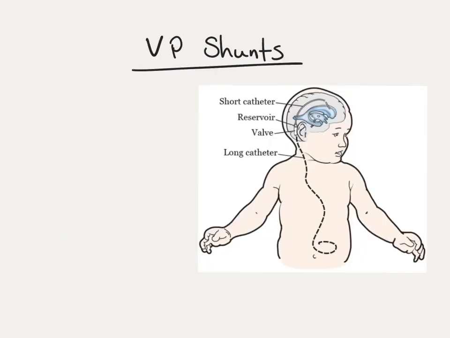The most common treatment for congenital hydrocephalus is called a VP shunt. That's ventriculoperitoneal shunt. So one end of the shunt starts in the ventricle, and then the tube connects all the way down into the peritoneum, where the fluid is reabsorbed through the lining of the peritoneum.